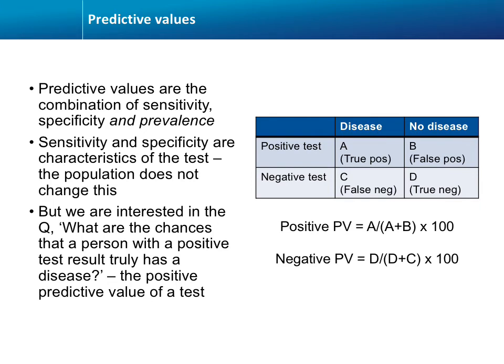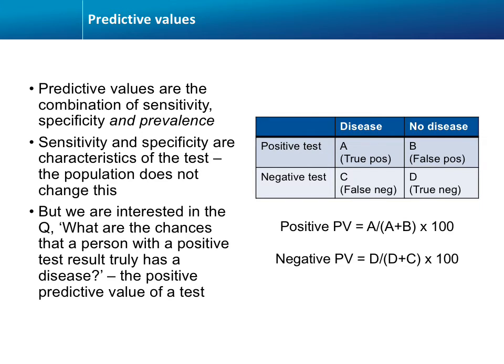The predictive value of a test result is a combination of sensitivity, specificity, and prevalence. So sensitivity and specificity, they're characteristics of the test. The population doesn't change this. It will be the same whether the test is performed, if it's the same test, in New Zealand or in the UK. But of course, as clinicians, we're interested in what are the chances that a person with a positive result truly has the disease. That's the positive predictive value of the test.